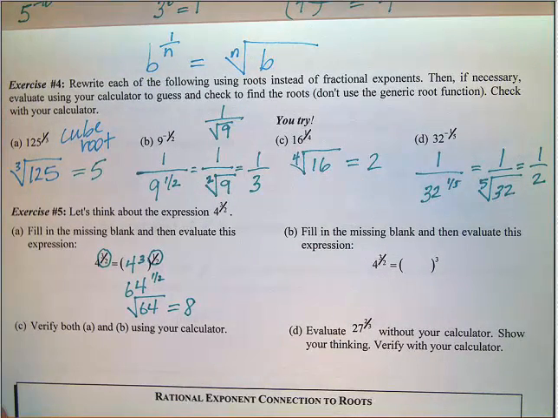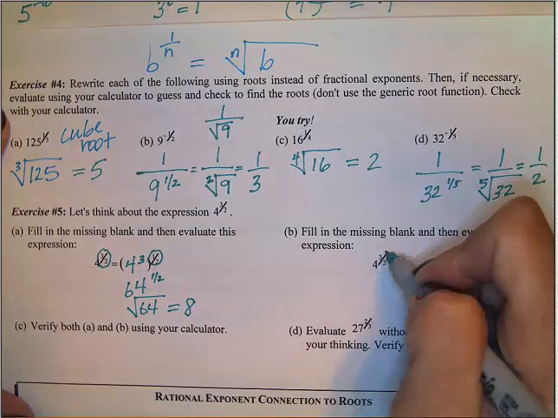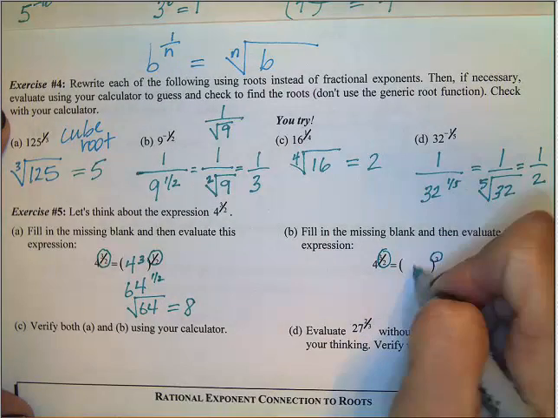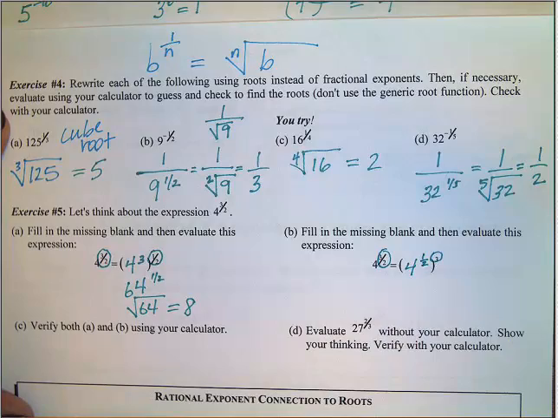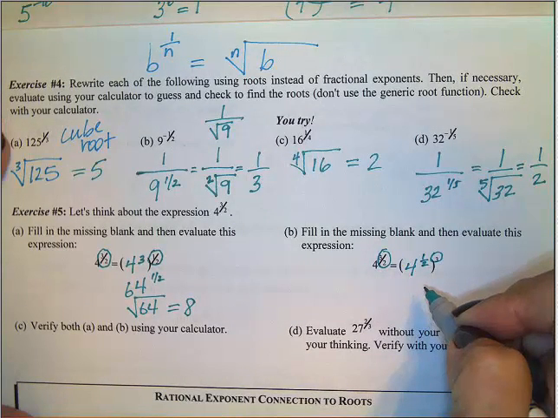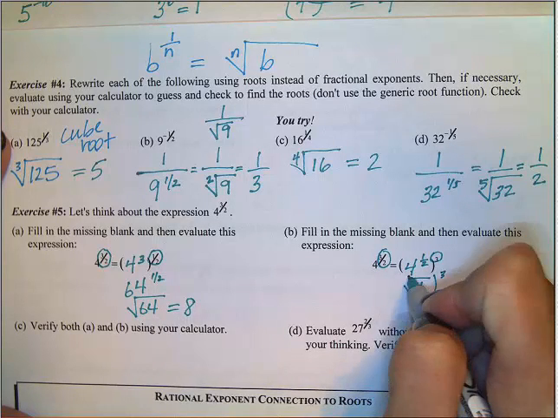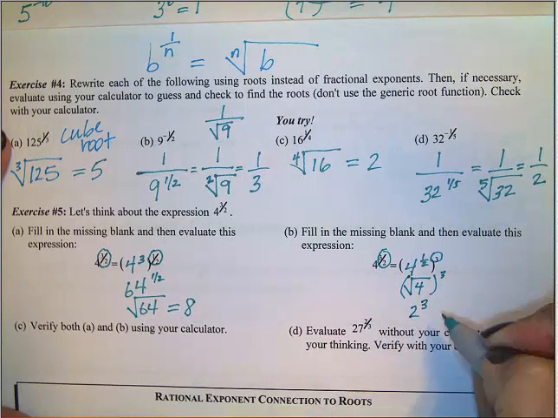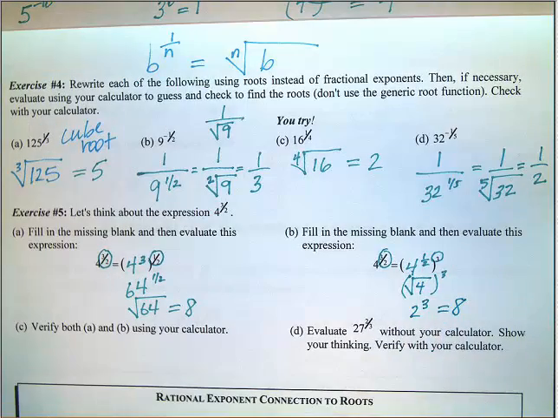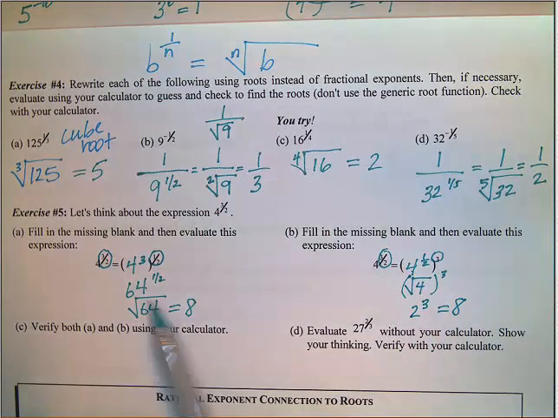So fill in the missing blank and then evaluate this expression. Ooh, what if they gave me the 3 on the outside? What do I multiply 3 by to get 3/2? Hopefully you said 1/2. So now I know 4 to the 1/2, or the square root of 4, to the 3rd, is 2 to the 3rd, which is also 8. So it didn't matter which way I did it. So verify both using your calculator. Grab your calculator and put 4 to the 3/2 in your calculator and make sure it's 8.